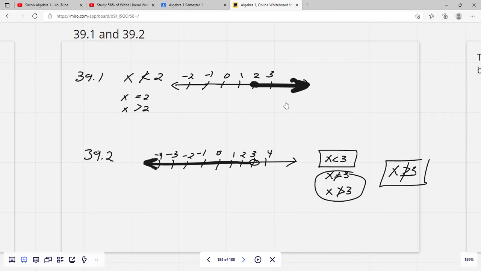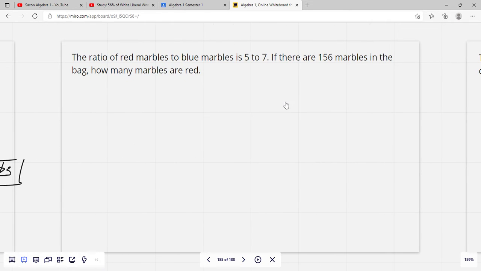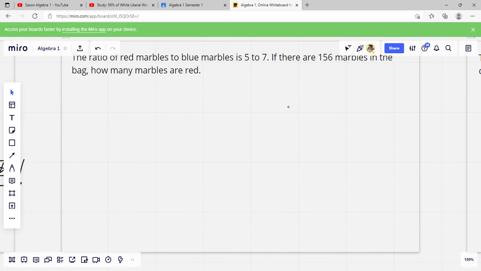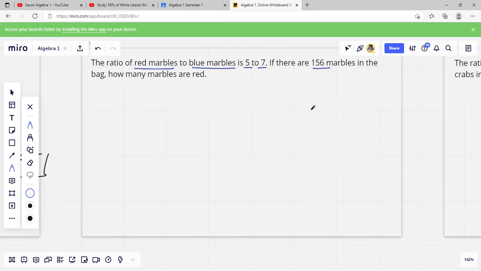Okay, the next part is about advanced ratio problems. All right, so it says the ratio of red marbles to blue marbles is 5 to 7. If there are 156 marbles in the bag, how many marbles are red? So this is a little bit different than what we did before. We've got red to blue, our ratio, and then instead of telling us how many red marbles there are, or how many blue marbles there are, it tells us the total number of marbles.